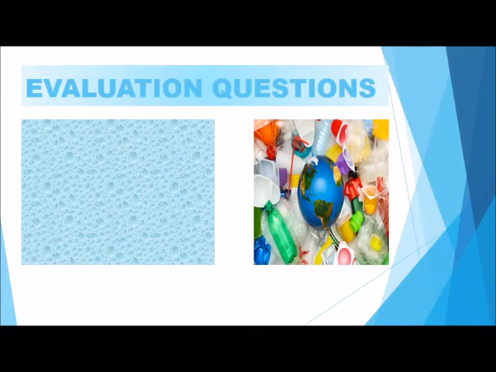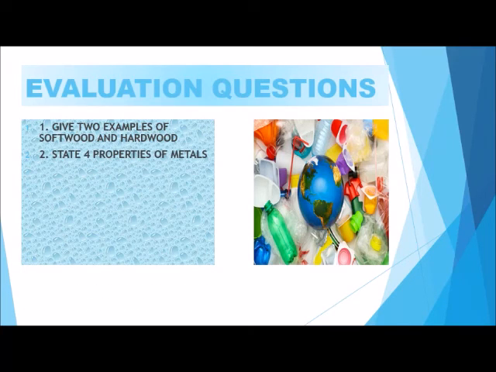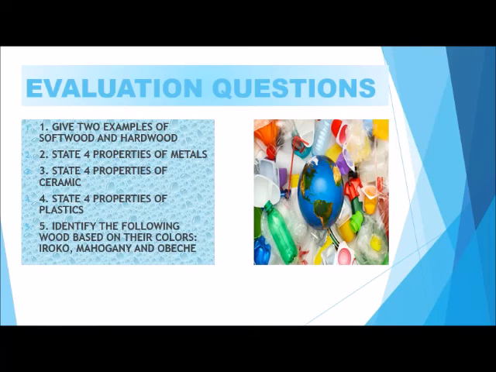Students, this is time for evaluation questions. 1. Give 2 examples of softwood and hardwood. 2. State 4 properties of metals. 3. State 4 properties of ceramic. 4. State 4 properties of plastics. And 5. Identify the following wood based on their colors: Iroko, mahogany, and obeche. In case you are confused, go over the video again. You will see the answers to these questions.